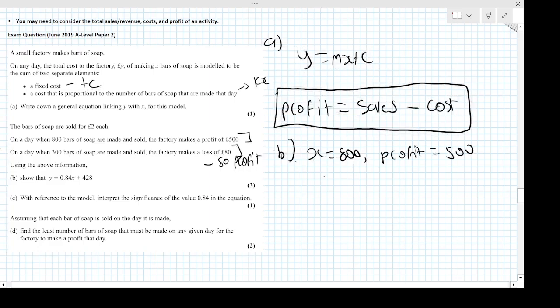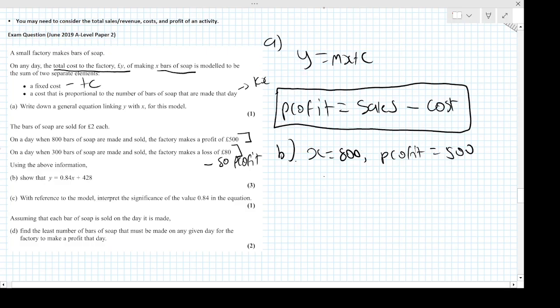But let's remind ourselves, what is y? Remember, y is the total cost to the factory on a day, and x is the number of bars of soap. So x is the number of bars of soap, and y is the total cost. But we have profit here, and profit is not cost. So in order to work out cost, we need the sales as well.